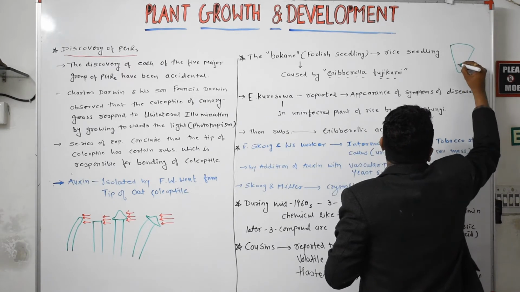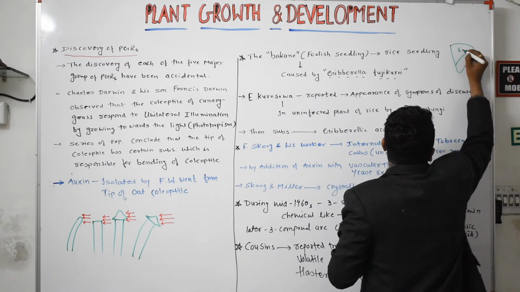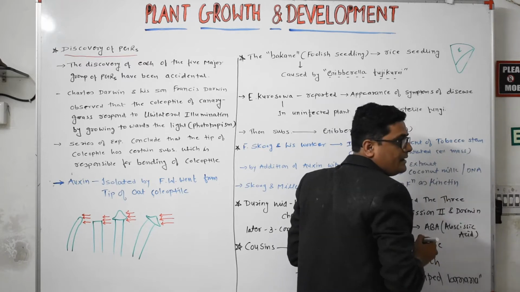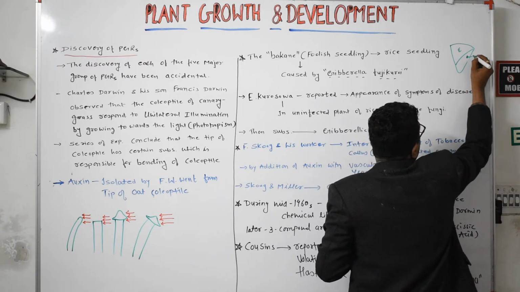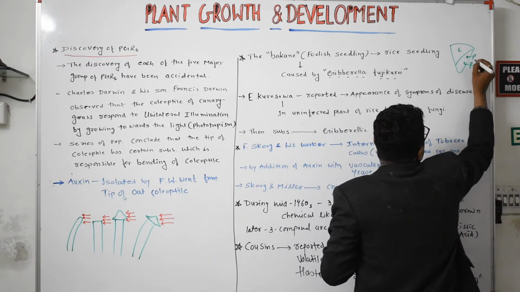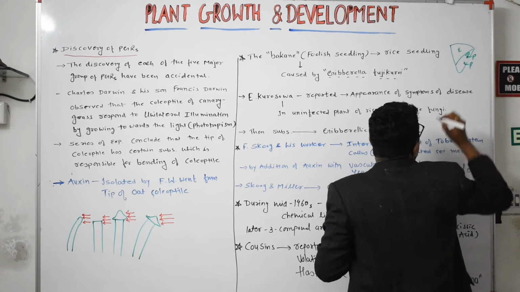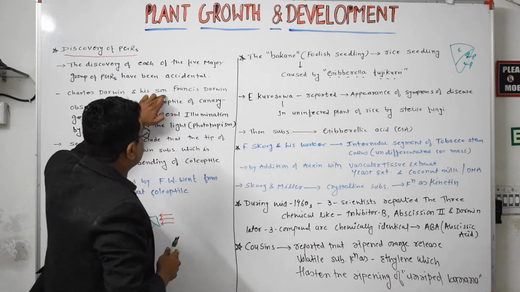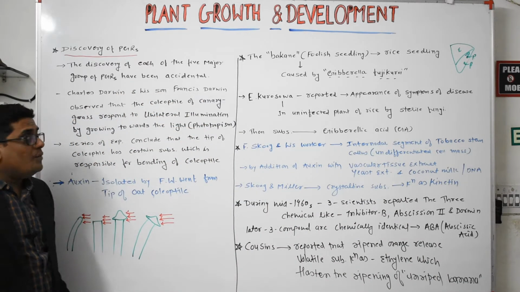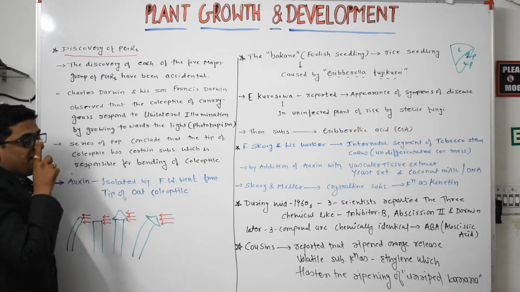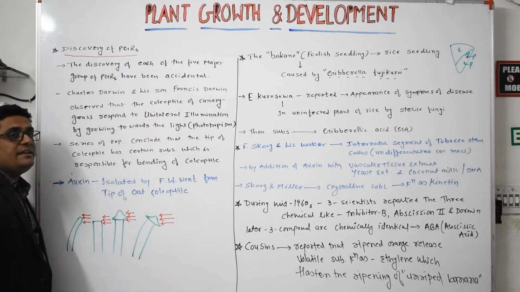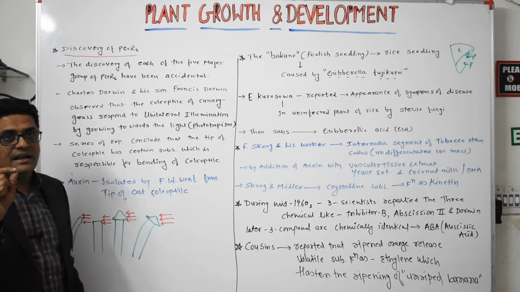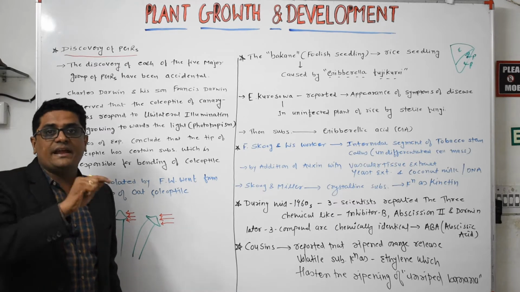So, in the monocot seed, we know that there is the endospermic part and the embryonic part, and the embryo possesses the plumule and radicle. This plumule is protected by the coleoptile. So, Charles Darwin and his son Francis Darwin observed the coleoptile of the canary grass, and this canary grass responds towards the light.